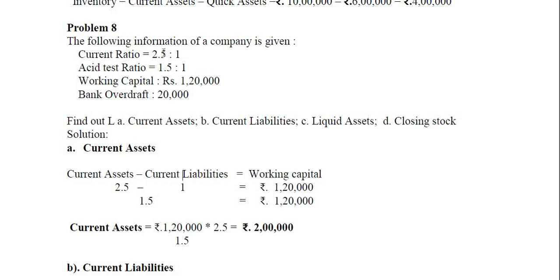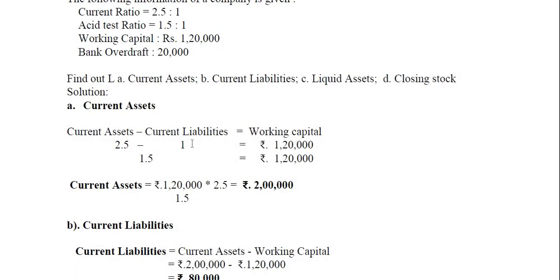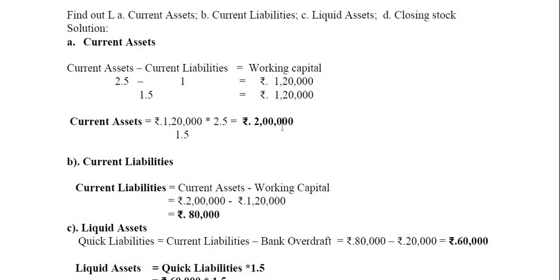Apply the information. So ratio of current assets is 2.5 is to 1. So current assets minus current liabilities is equal to working capital. So the difference is 1.5. 1.5 is equal to 1,20,000. So what is 2.5? That way indirectly you can calculate the current assets. So 2 lakh.